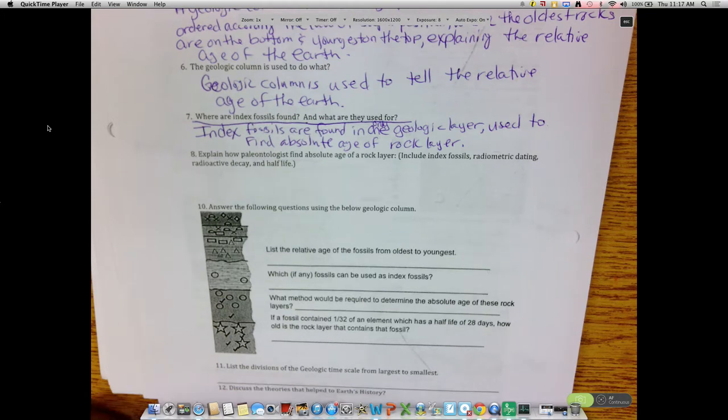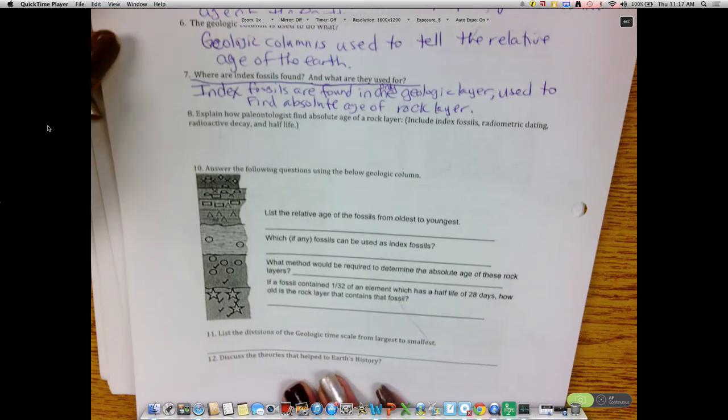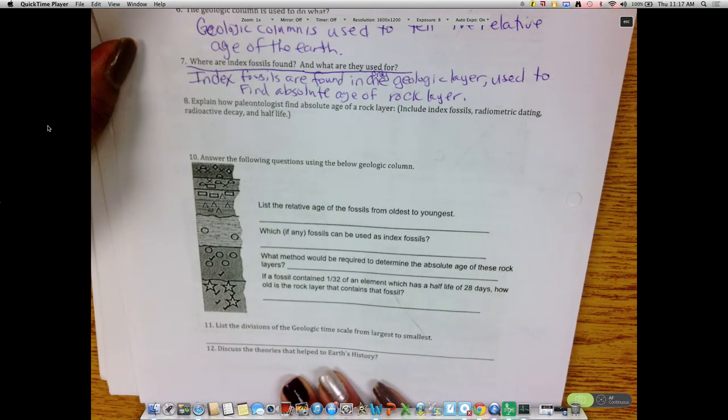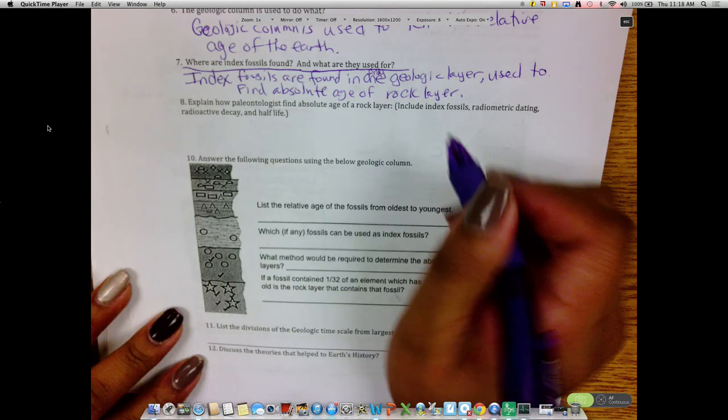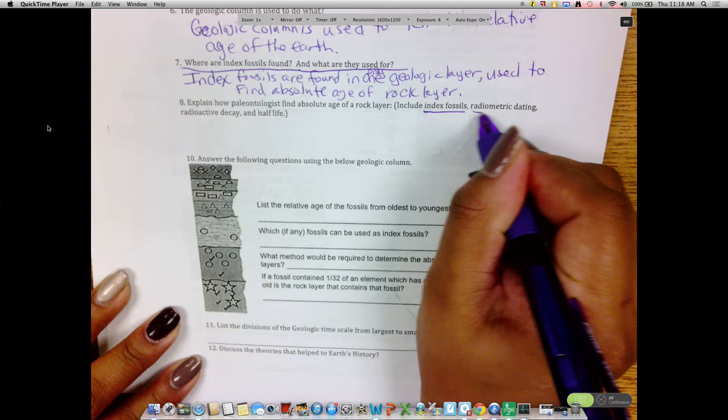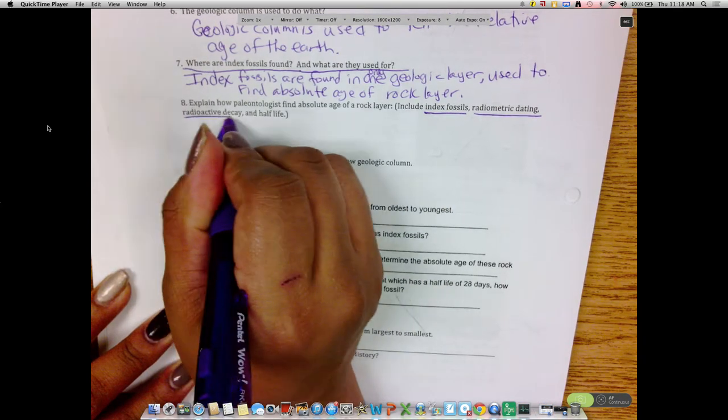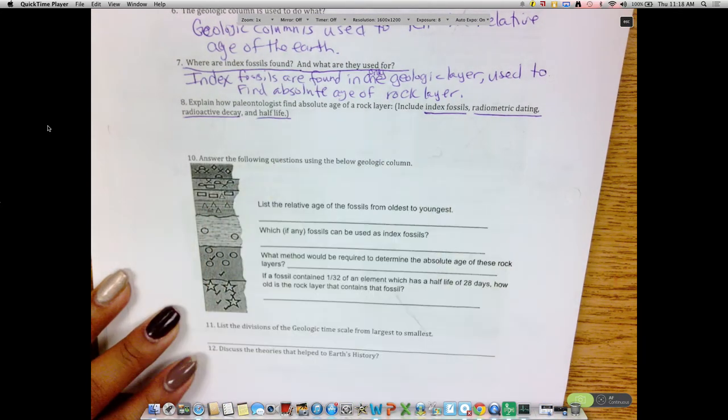Okay. So now we look at number 8. Number 8 is like a question from number 5, but we have to use certain pieces of information to make sure we fully answer the question. So it says, explain how paleontologists find absolute age of rock layers. We need to include index fossil, radiometric dating, radioactive decay, and half-life.